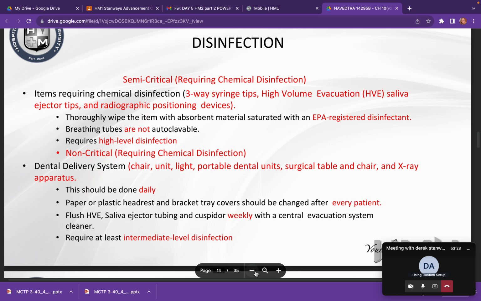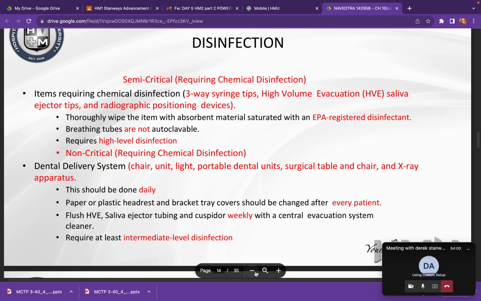This requires high level disinfection. And non-critical: dental delivery system, things like the chair, unit, light, portable dental units, surgical table and chair, and x-ray apparatus. The disinfection of these items should be done daily. Paper or plastic headrest and bracket tray covers should be changed after every patient, just like a glove. Flush HVE, saliva ejector tubing, and cuspidor weekly with a central evacuation system cleaner, and these require at least intermediate level disinfection.